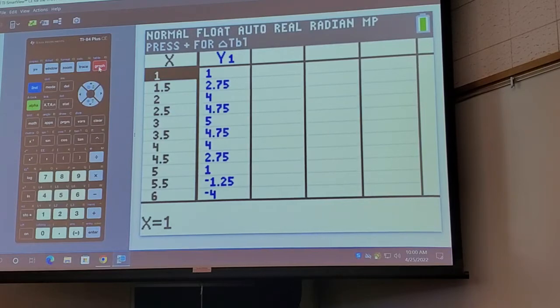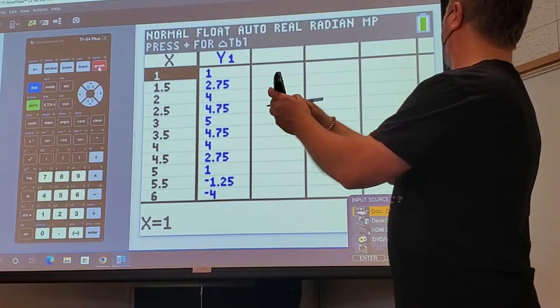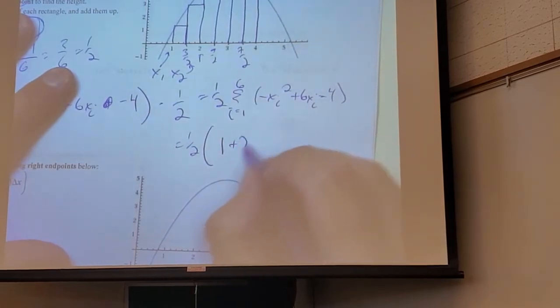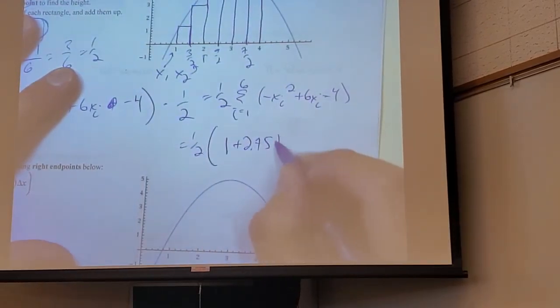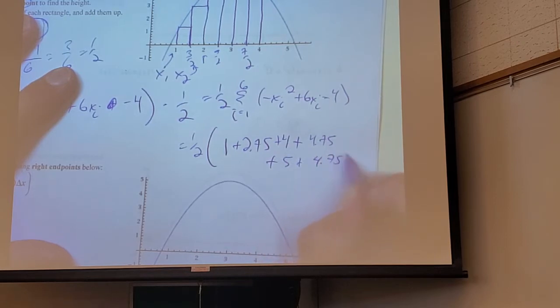So now, you guys all have that list? Yes? So now, if I go back, I can just copy from there. Plus 2.75, right? Plus 4. I just gotta make sure I stop the replacement. 4.75 plus 5 plus 4.75. 1, 2, 3, 4, 5, 6 rectangles.